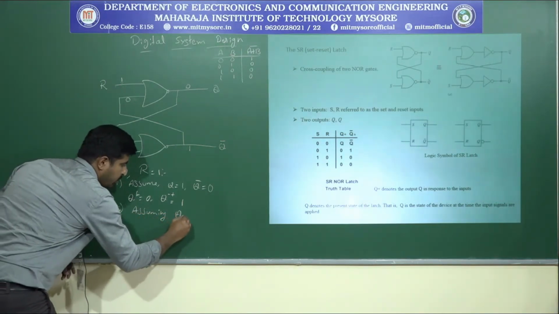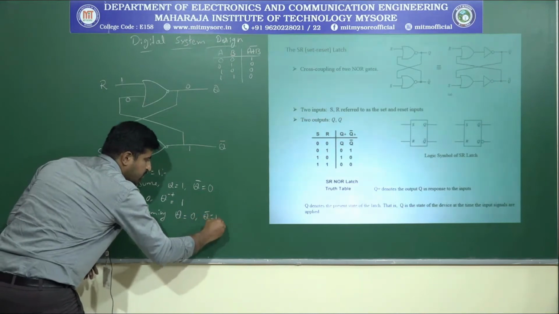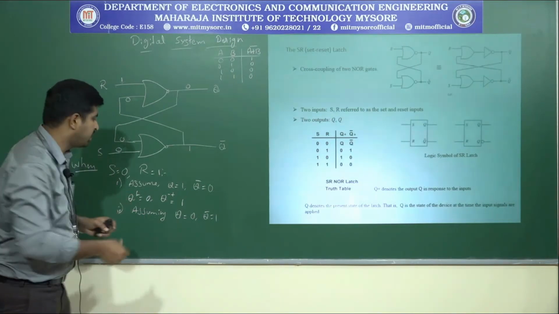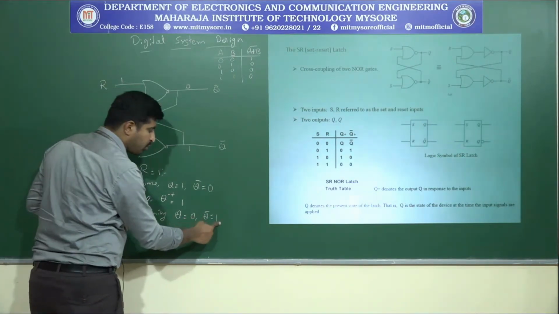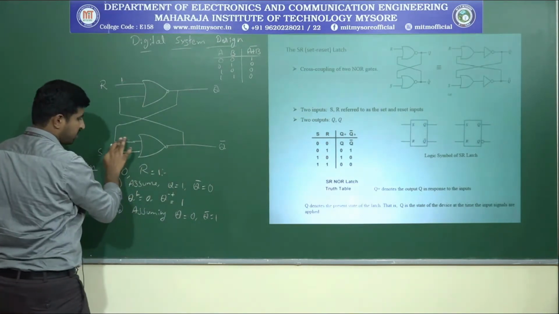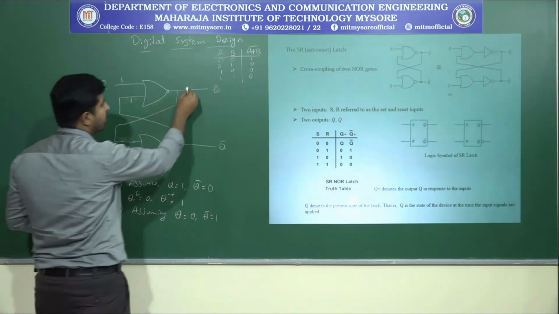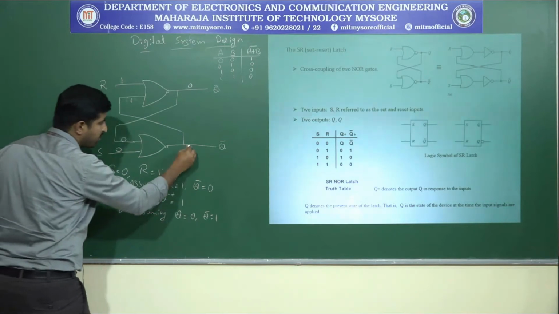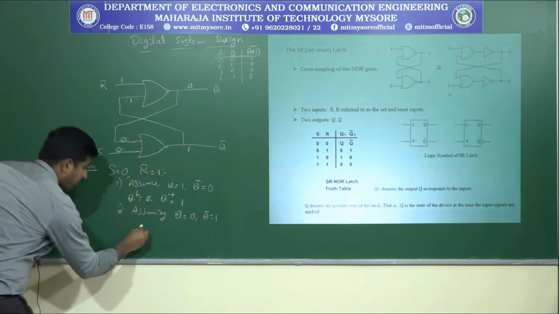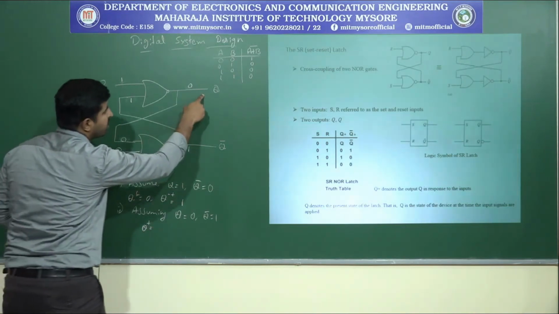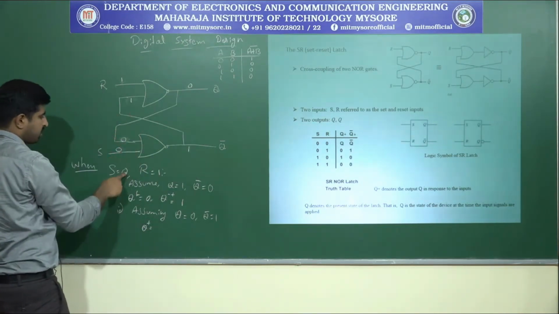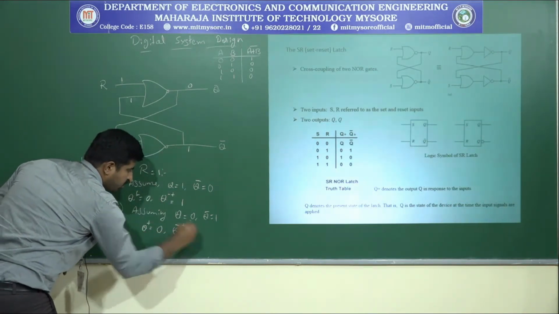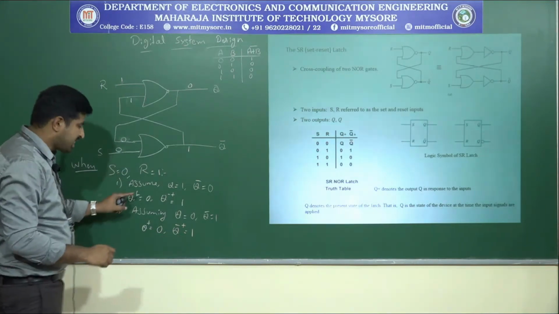Similarly, considering Q equals 0 and Q bar equals 1, assuming that is the present state when we apply the input. Here we are giving the 1, so 1 plus 1 gives a 0. This 0 will be fed to the second NOR gate, and this will give a logic 1. So the next state of the SR latch, when the inputs are S equals 0 and R equals 1, gives Q plus equals 0 and Q bar plus equals 1.